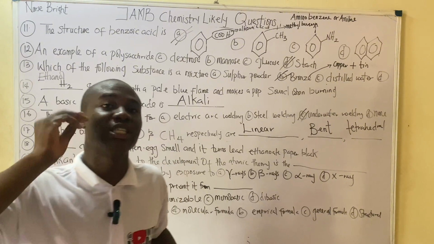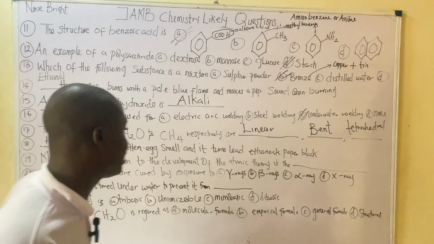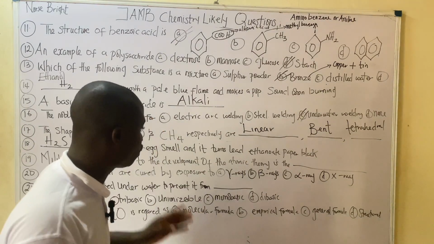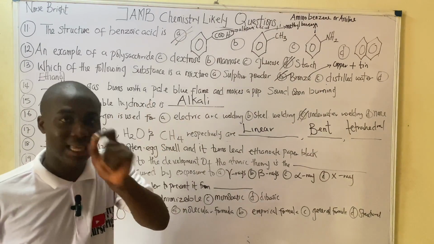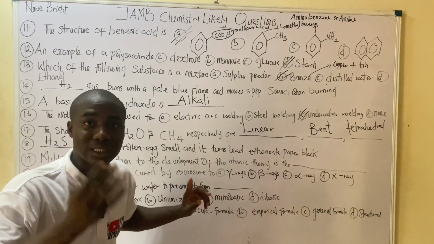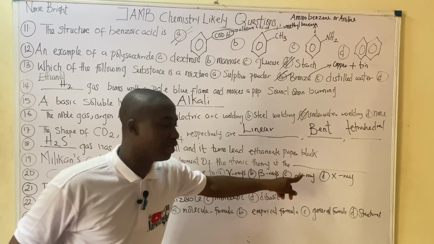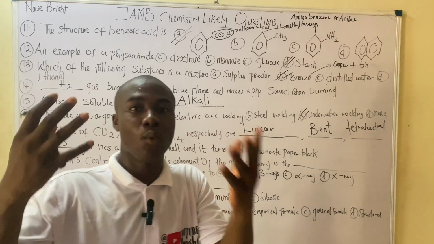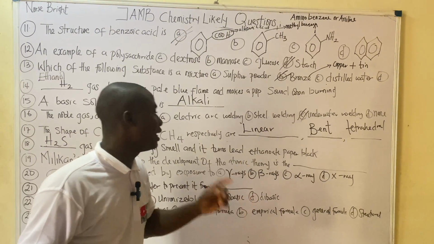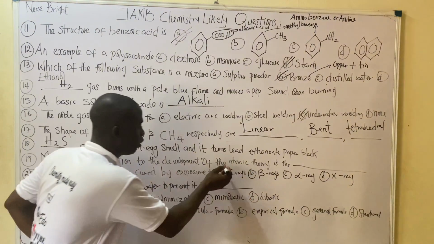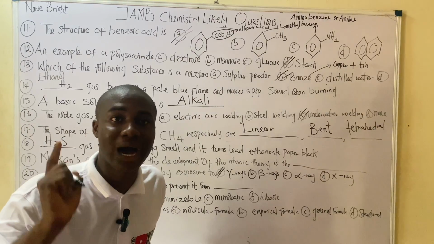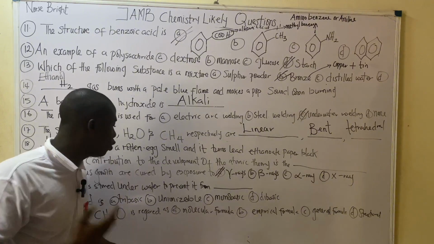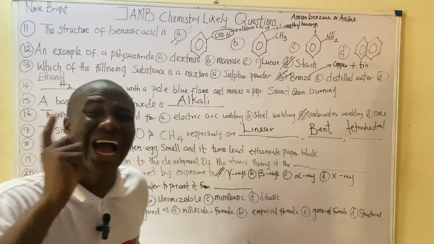Please take note about that, the charge of an electron using the oil drop experiment. Question 20 says cancerous growths are cured by exposure to, all of these are rays, and let me tell you their names. This one that you're seeing is called gamma ray, this is called beta ray, this is called alpha ray, and this is called X-ray. Now X-ray was discovered by a scientist called Wilhelm Röntgen. Please take note, cancerous growths are cured by exposure to gamma rays. So that's for that. Question number 21 says phosphorus is stored underwater to prevent it from catching fire.